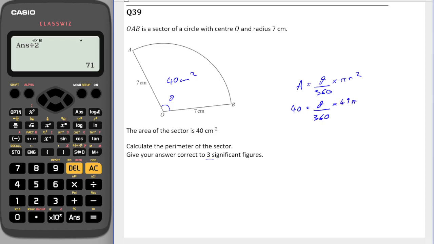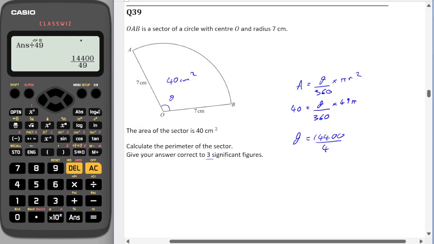So if I rearrange that then, 40 times 360, and I want to divide that by 49 pi. So that doesn't tidy up very nicely. So I make the angle equal to that, which I'm going to leave as 14400 over 49 pi.